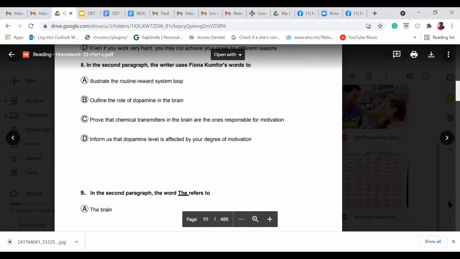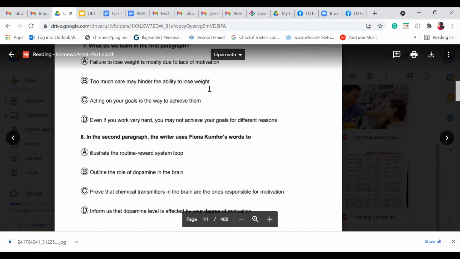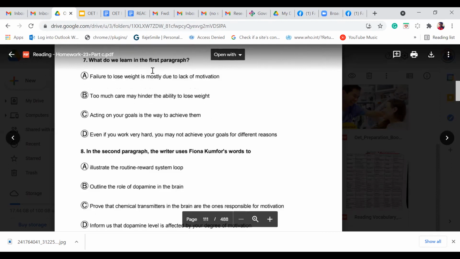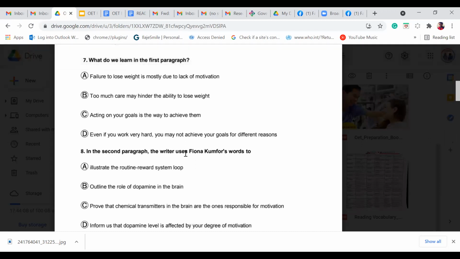Let's go to number 8. It says, in the second paragraph, the writer uses Fiona Comfort's words. What I do advise is always underline keywords from the question as you go through it. What do we learn in the first paragraph? It's asking you what's the main learning, so I will underline learn and first paragraph. In the second paragraph, the writer uses Fiona Comfort's words, so underline Fiona Comfort's words so that when you go to the text, you will be on the lookout for what Fiona said.